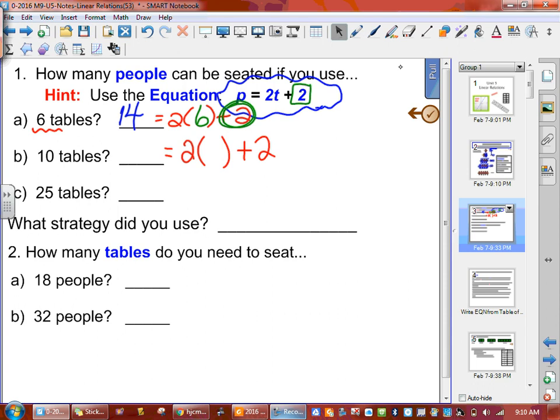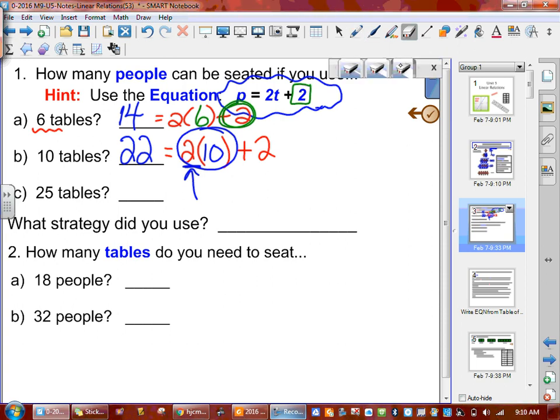Now, why do you think we're multiplying it by 2 every time we have a table number? What does this 2 right here represent? That's right. That's the 2 people they add per table. Absolutely it is. So we're going to have 20 people here, plus 2 more is 22 people that can sit down at 10 tables. Then we're going to do the exact same thing for 25 tables.